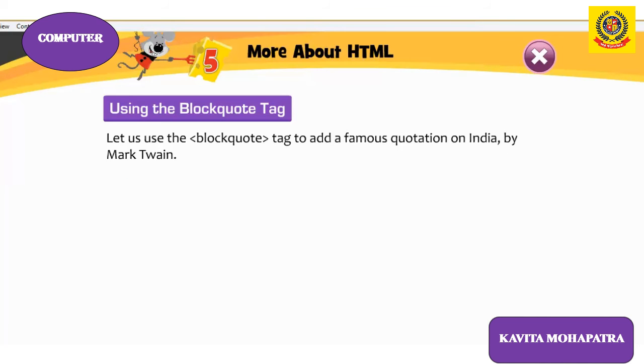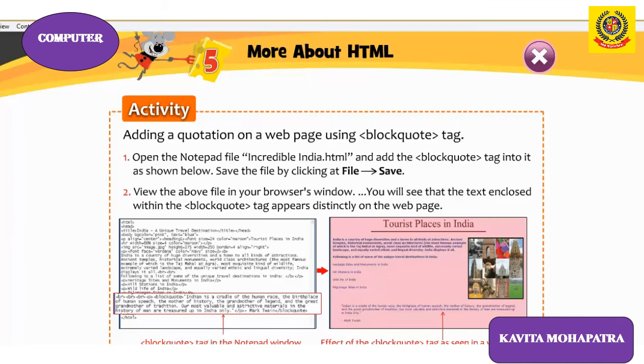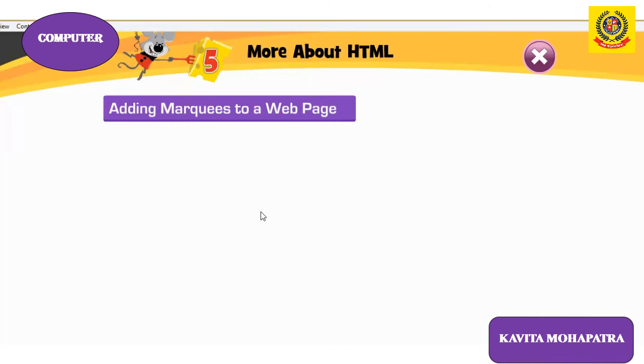Let us use the blockquote tag to add a famous quotation on India. Adding a quotation on a web page using blockquote: open the Notepad file Incredible India, add the blockquote tag into it, and save the file. View your file in your browser window. You will see the text enclosed within the blockquote tag appears on the page. So here you have inserted the blockquote tag in Notepad, and this is the effect of the blockquote tag. You must have seen it is given in the book.